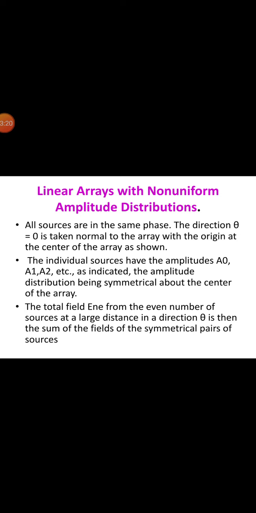The total field ENE from the even number of sources at a large distance in the direction theta is then the sum of the fields of the symmetrical pairs of sources. So ENE is equal to 2A0 cos(psi/2) plus 2A1 cos(3psi/2) plus 2A2 cos(5psi/2) and so on up to plus 2AK cos((NE-1)/2 psi), where psi is equal to 2 pi by lambda into d sin theta. Each term in this equation represents the field due to a symmetrically disposed pair of sources.